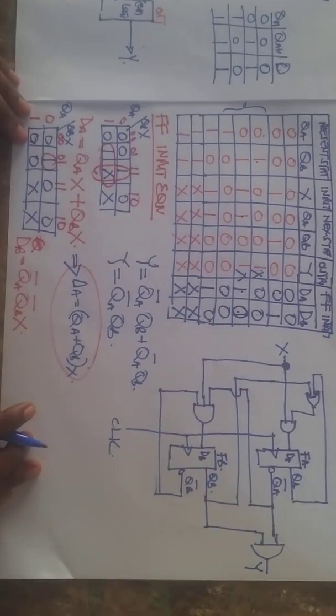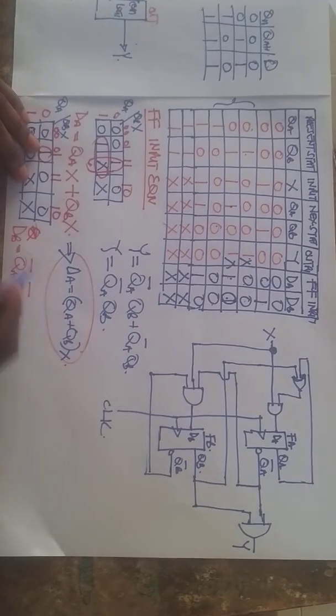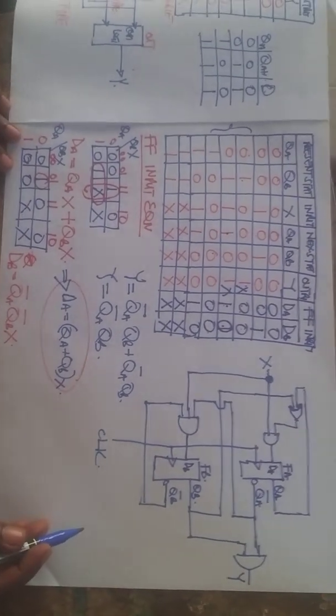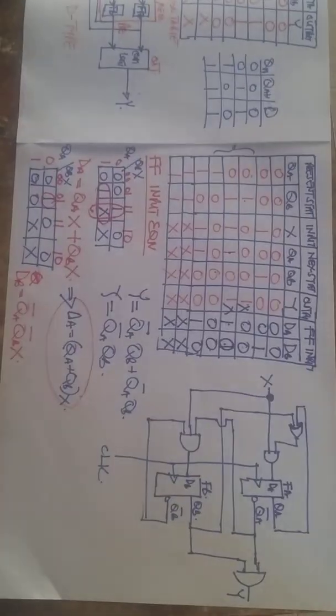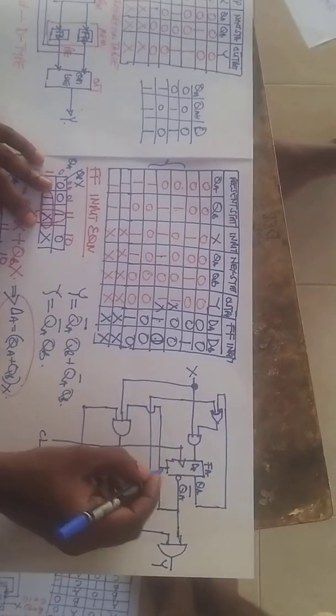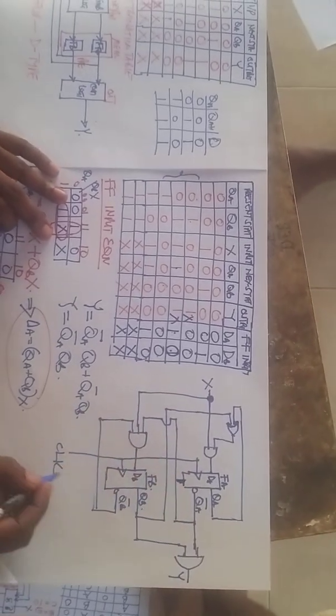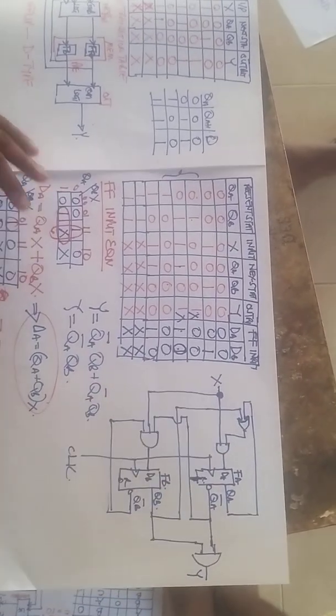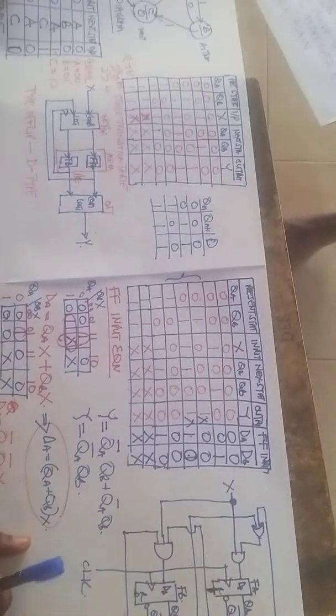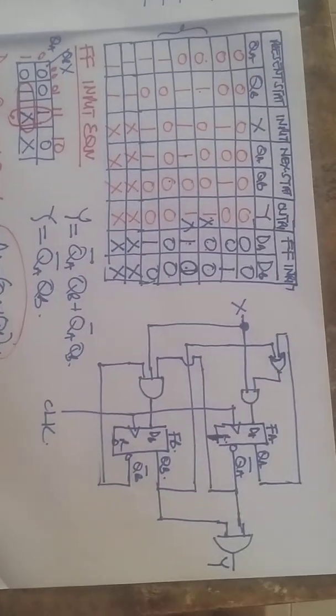Okay, so this becomes our design. We've been able to implement the design. Okay, it is so simple, right? Okay, so we have a reset. We can put the reset if you like. So this will be my reset. The reset to be here, the reset to be here. So that is the design.